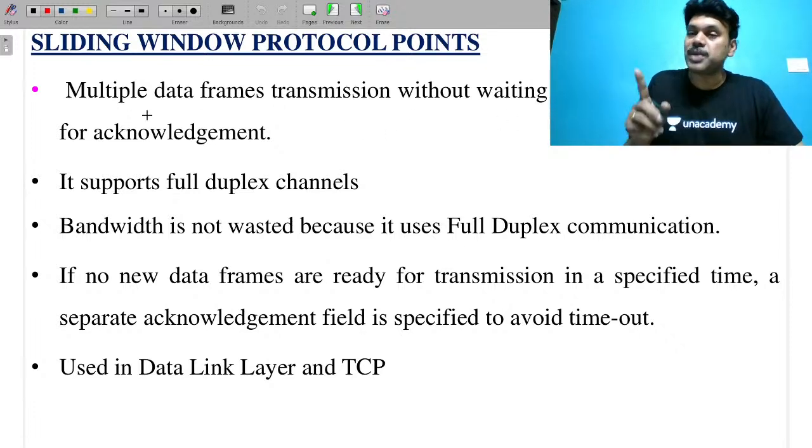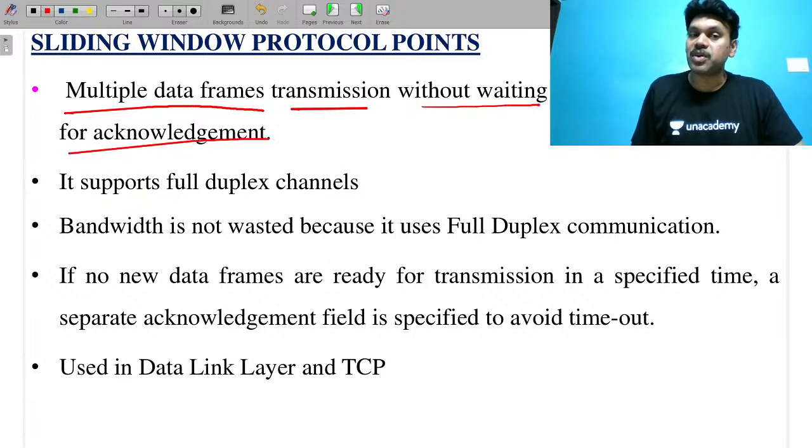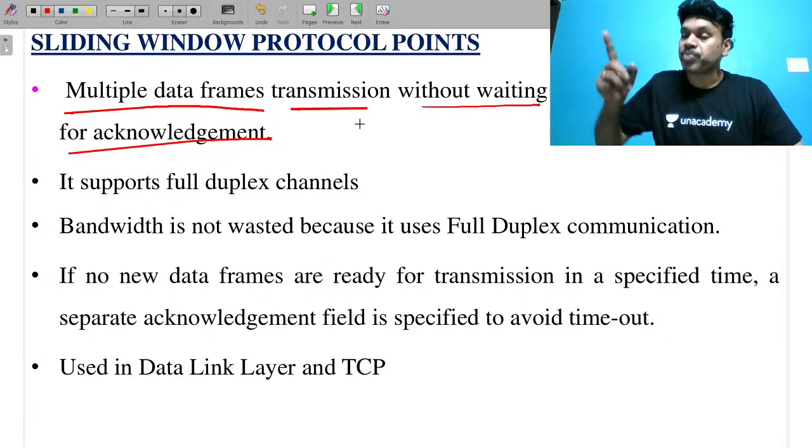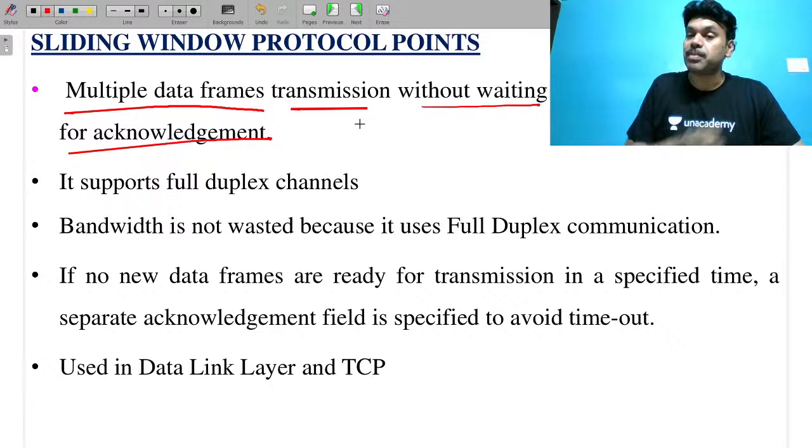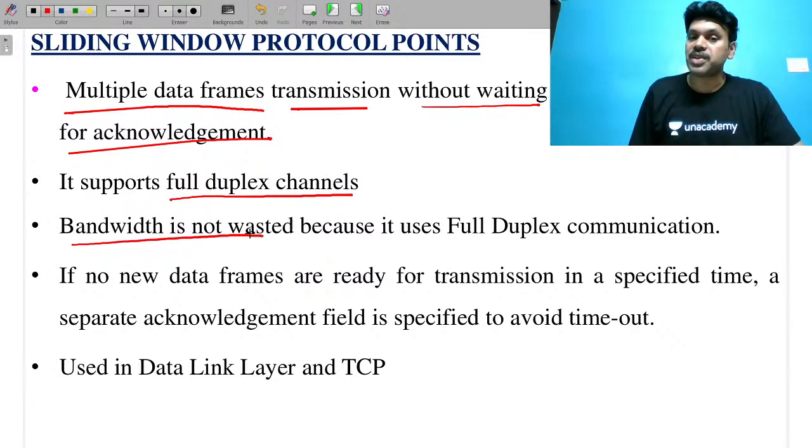Therefore, there will not be any kind of waiting time at the sender side, because the sender is performing multiple data transmissions without waiting for acknowledgement, which means that while waiting for one particular frame, I keep on transmitting my data frames. Therefore, you don't find the sender idle and the medium idle. Both are busy doing the transmission, and it also supports full duplex channels, so bandwidth is not wasted, because we are performing transmission at both ends.